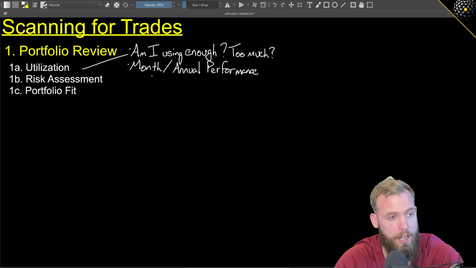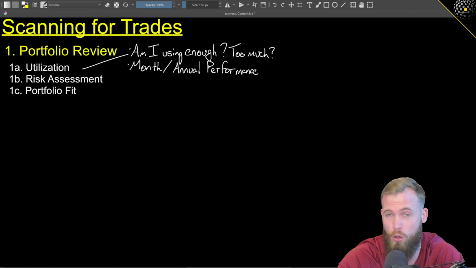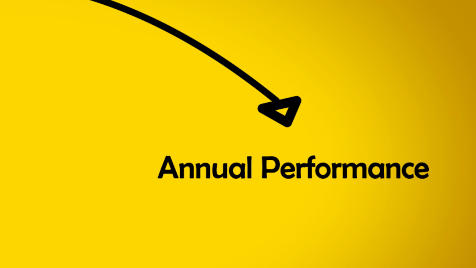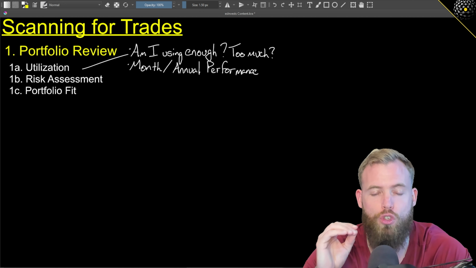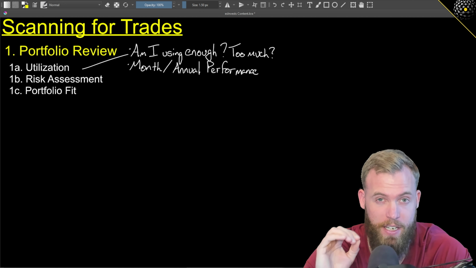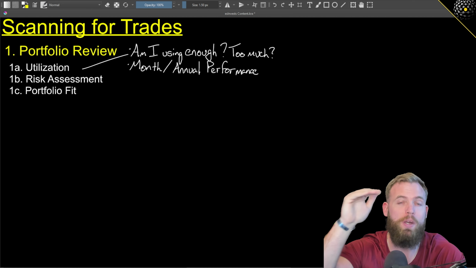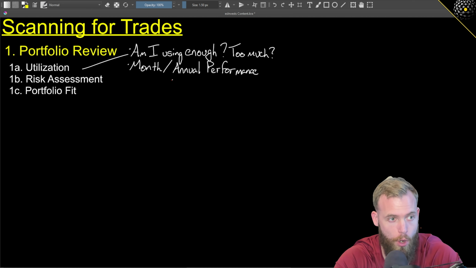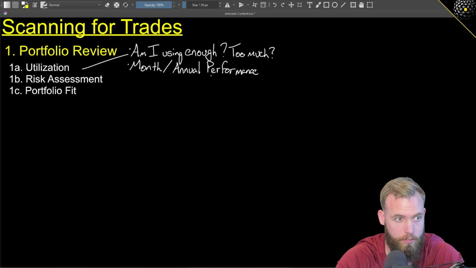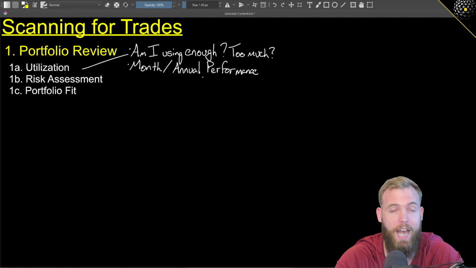Now, the reason why monthly and annual performance targets is also on here is because if I am way ahead of where I'm supposed to be for my annual performance, I am going to be super selective, very, very selective, extremely high threshold for trades to go on, because there is no reason for me to force anything whatsoever. If I am on par for my annual performance, okay, then I need to look for good trades still, but I'm not going to be quite as selective.